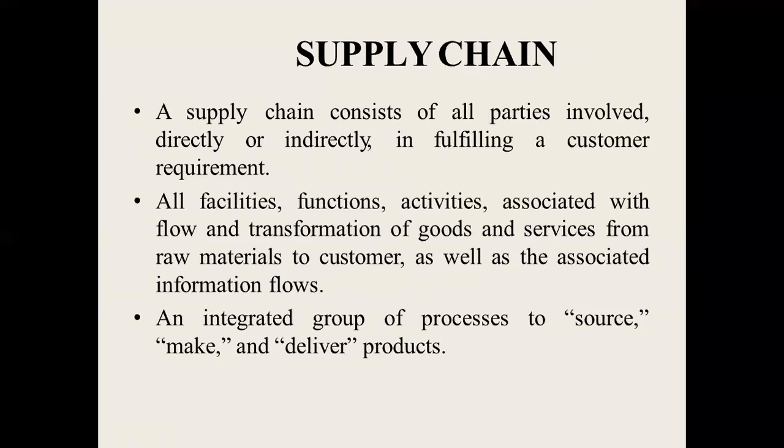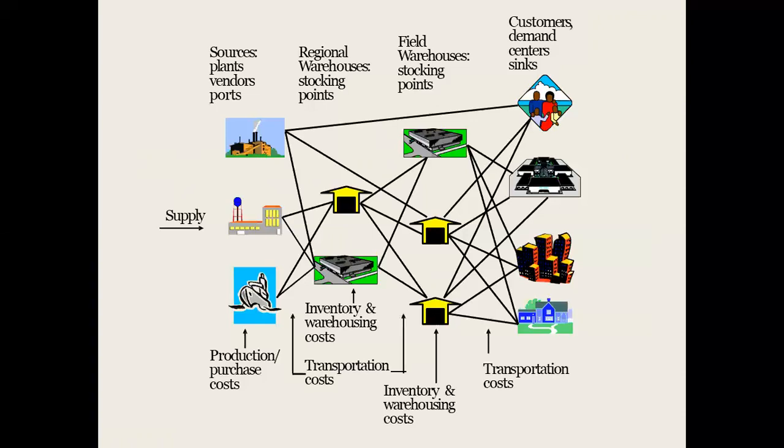So it is an integrated group of processes to source, make, and then deliver the product or service to the customer. In the picture, we can see a diagram of the total supply chain process. Starting with supply, we get the sources from different vendors, different ports, different plants. So we are gathering the raw materials from different sources.